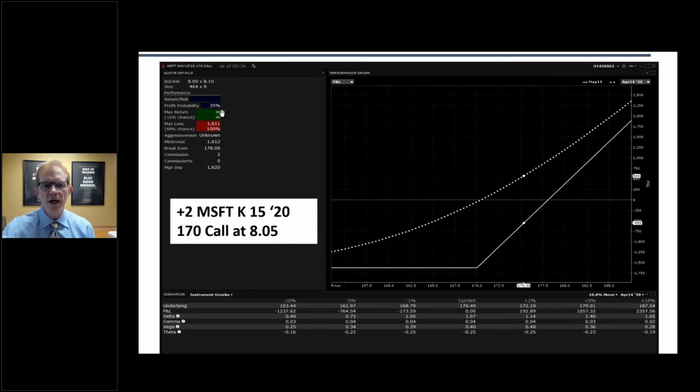And the max return is infinity because we have unlimited profit potential. Our margin is basically what we paid for the call. It's $1,620. So it's roughly the same. And we see the same P&L graph. So 170 or lower, we lose $1,620. Then our break even is going to be 178.05. And you can see that's right in here. 178.05, that's the strike price plus the debit. And above 178.05, we make an unlimited amount.